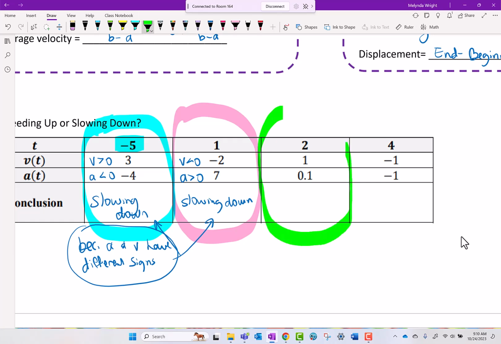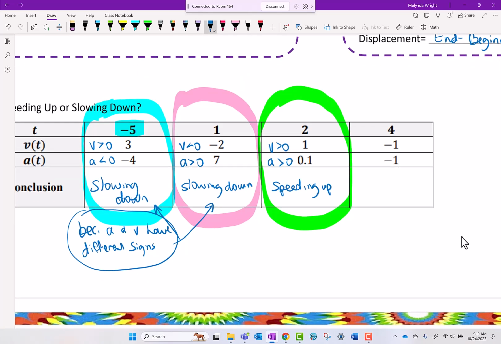Okay, let's move to this one. So here our time is 2, which is great. Here our velocity is greater than 0 and our acceleration is greater than 0. So that means we're speeding up. If we're justifying, we would say because acceleration and velocity have same signs.